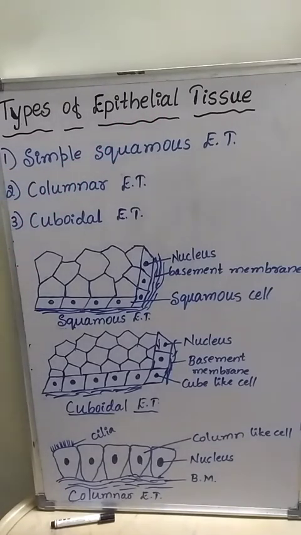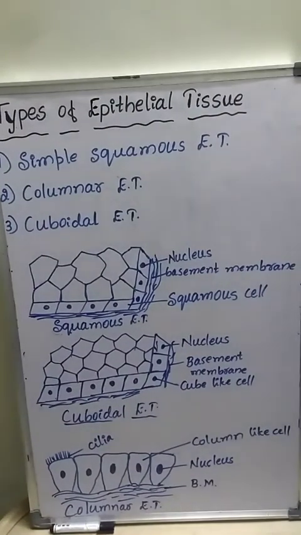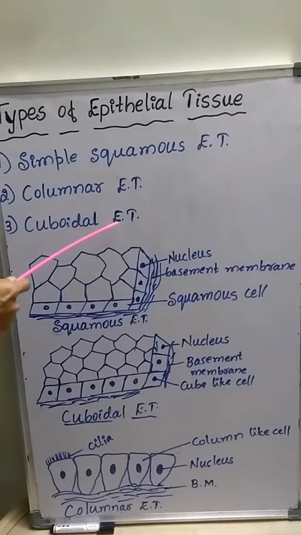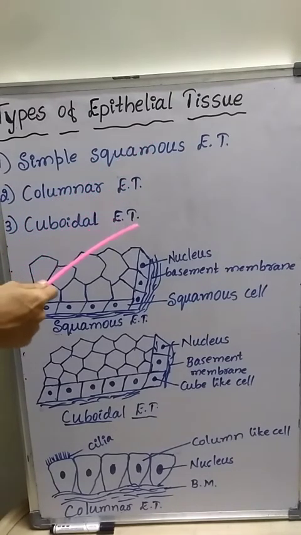Types of epithelial tissues. Based on the cell shapes, they are mainly classified into three types: simple squamous epithelial tissue, columnar epithelial tissue and cuboidal epithelial tissue.